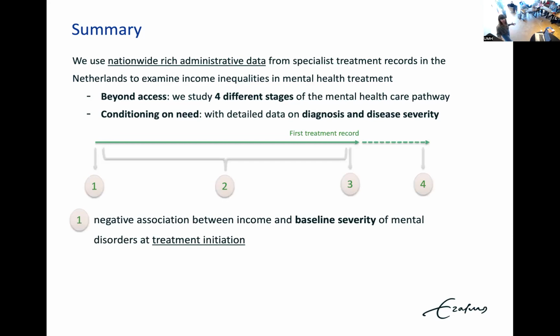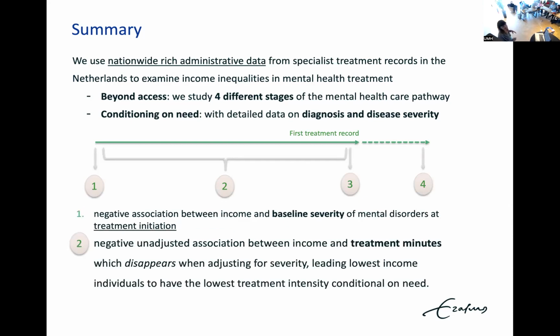So those 4 stages that I mentioned here, the green line will be the first treatment record, which is our basis of work. I'll expand on that later. And what we see, well, first we see that there's a negative association between income and baseline severity of the mental health disorder. So when patients present at the start of the treatment, those with lower income will be in a much worse functioning stage.